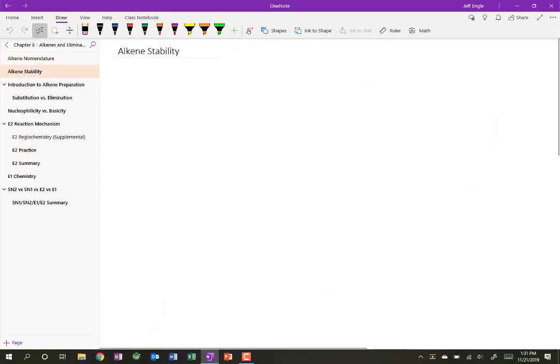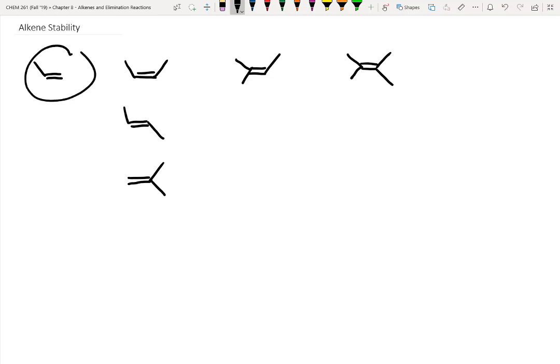All right, so let's jump into alkene stability. And I'm going to draw a variety of different alkenes. And last but not least, I'll draw this one in right here. So on the far left-hand side, if you look at this, this is a CC double bond with one carbon coming off of it. Because of that, we call this mono-substituted.